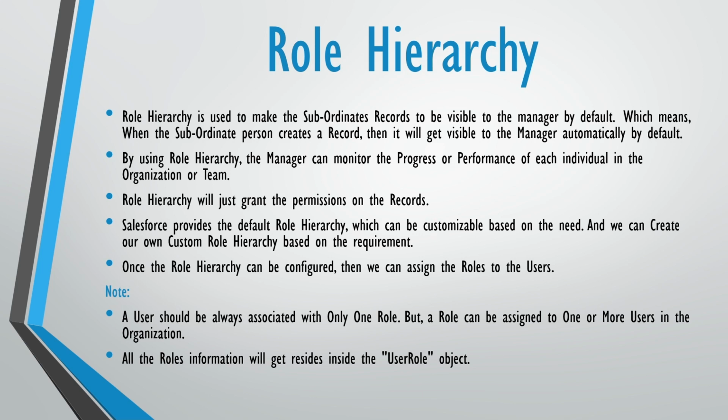Role hierarchy is used to make the subordinates' records visible to the manager by default. Which means, when a subordinate person creates a record, it will become visible to the manager automatically by default. By using role hierarchy, the manager can monitor the progress or performance of each individual in the organization or team. Role hierarchy will just grant the permissions on the records.